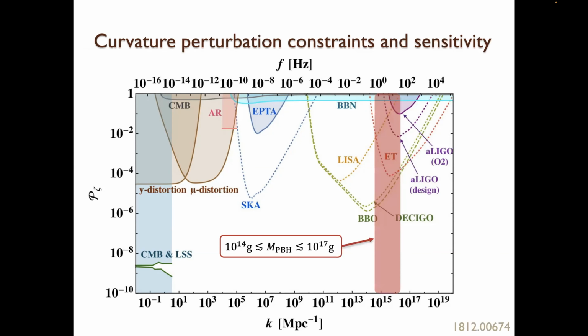Interestingly, these k modes produce PBH masses of around 10 to the 14 gram to 10 to the 17 gram. You can see that these k modes correspond to around a few hertz, which is within the sensitivities of next generation gravitational wave detectors. So once we have these small mass primordial black holes from the curvature perturbation, we can guarantee that we would see the gravitational wave from the same curvature perturbation in next generation gravitational wave detectors.